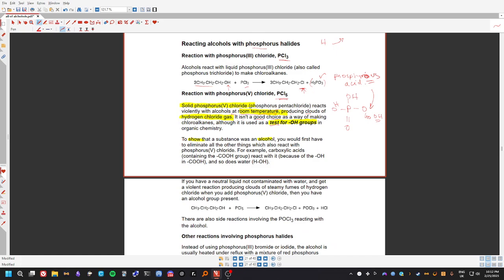And if you use PCl5, well, first the conditions, we have room temperature, and it produces clouds of hydrogen chloride gas. It's not great, but it is used as a test for OH groups.